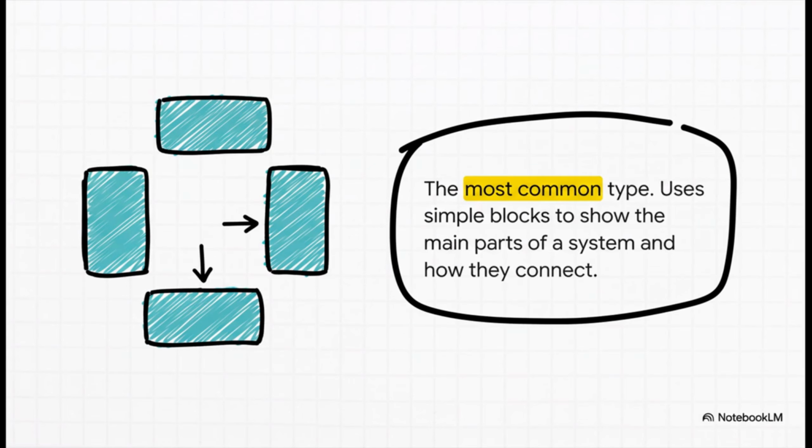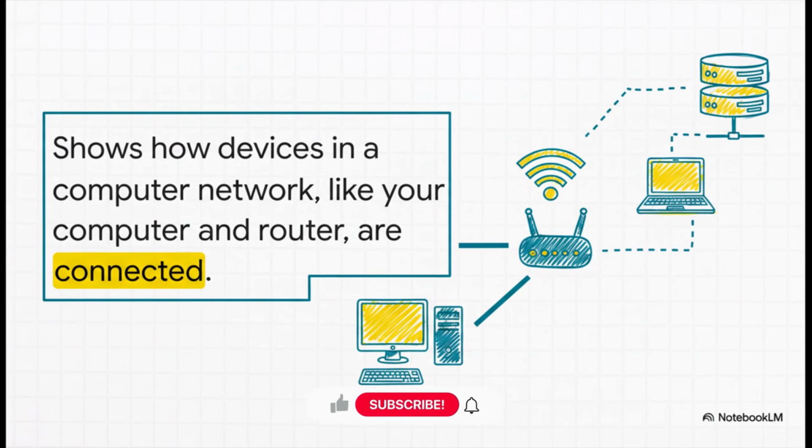First up, we have the block diagram. This is kind of your starting point. It's the simplest and probably the most common. Think of it like a map of a city that only shows you the big neighborhoods. You're not worried about the individual streets just yet. You're just using simple boxes to see the main components and get a feel for how they relate to one another. Next, we've got the network diagram.